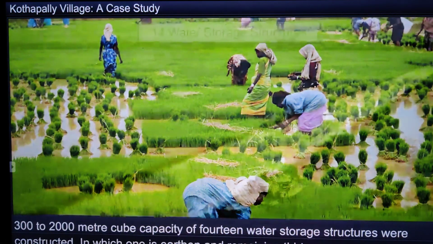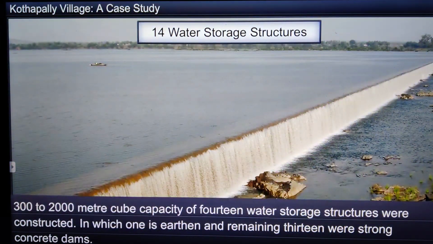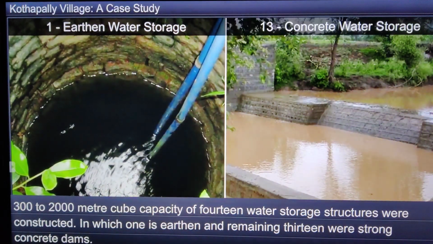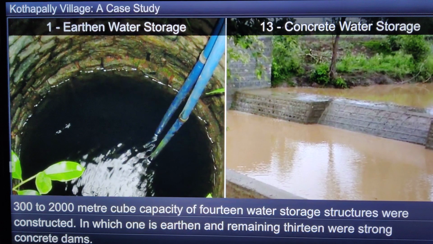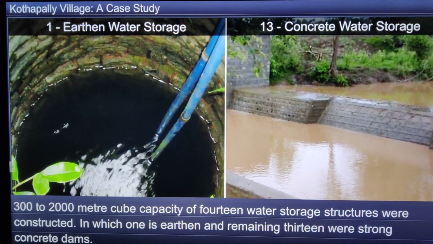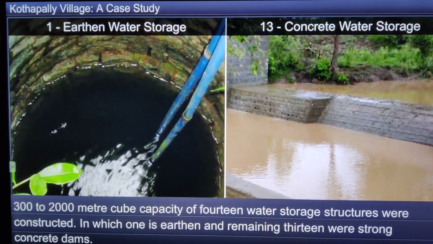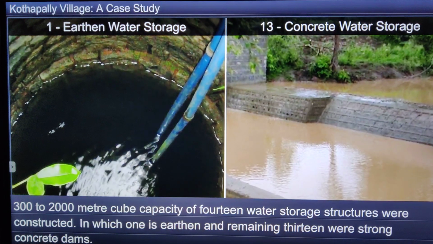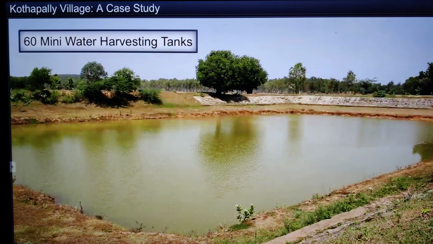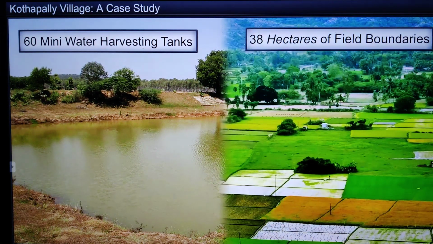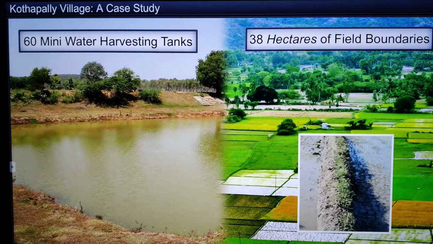Here, 14 water storage structures, 1 earthen and 13 strong concrete dams with capacities varying from 300 to 2000 meter cube were constructed. Likewise, 60 mini water harvesting tanks were put in place and 38 hectares of field boundaries were made.